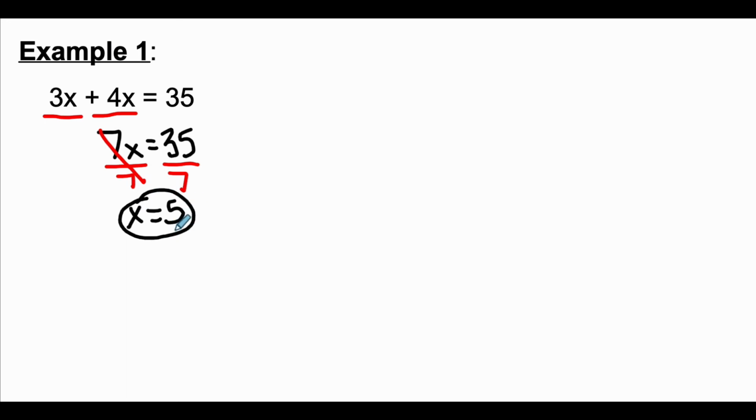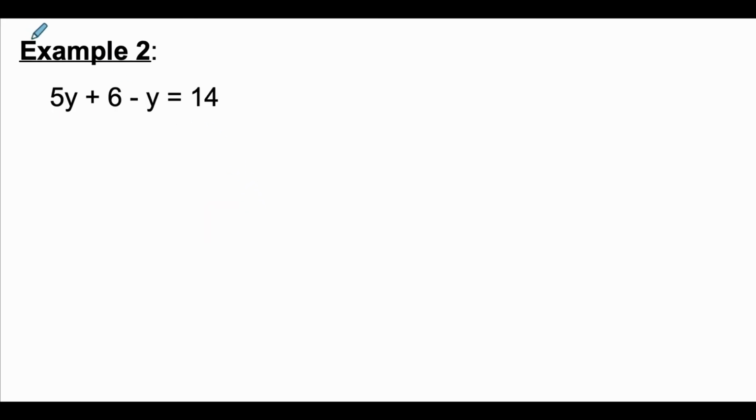And if you wanted to check and go all the way back to your original equation, 3 times 5 is 15. And 4 times 5 is 20. 15 plus 20 equals 35. So I know beyond a shadow of a doubt that x equals 5 is correct. And then one more example, and then you'll do some practice on your own. 5y plus 6 minus y equals 14.